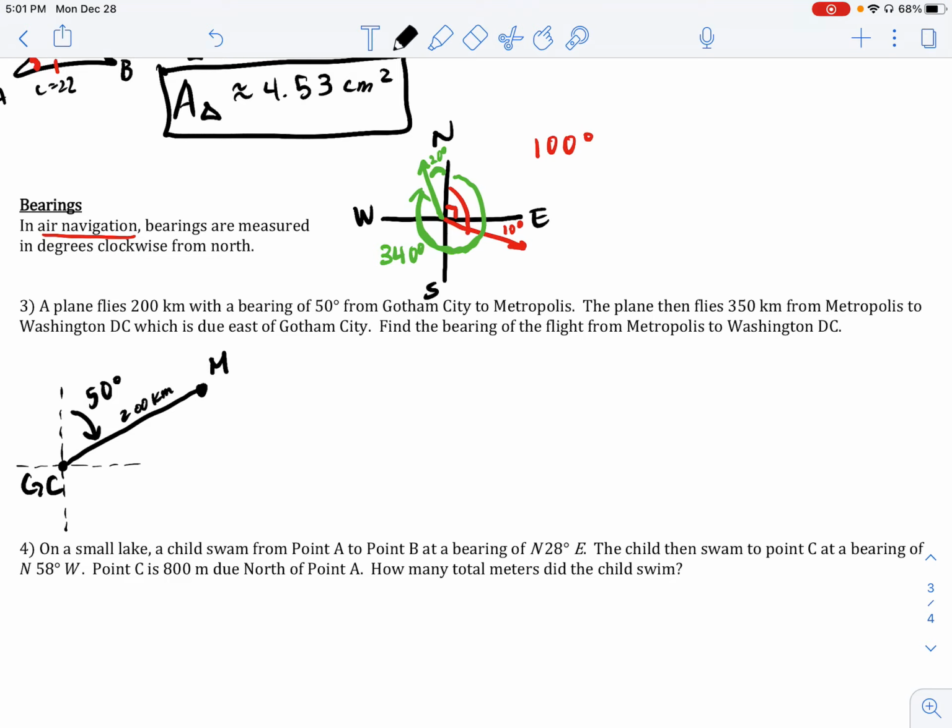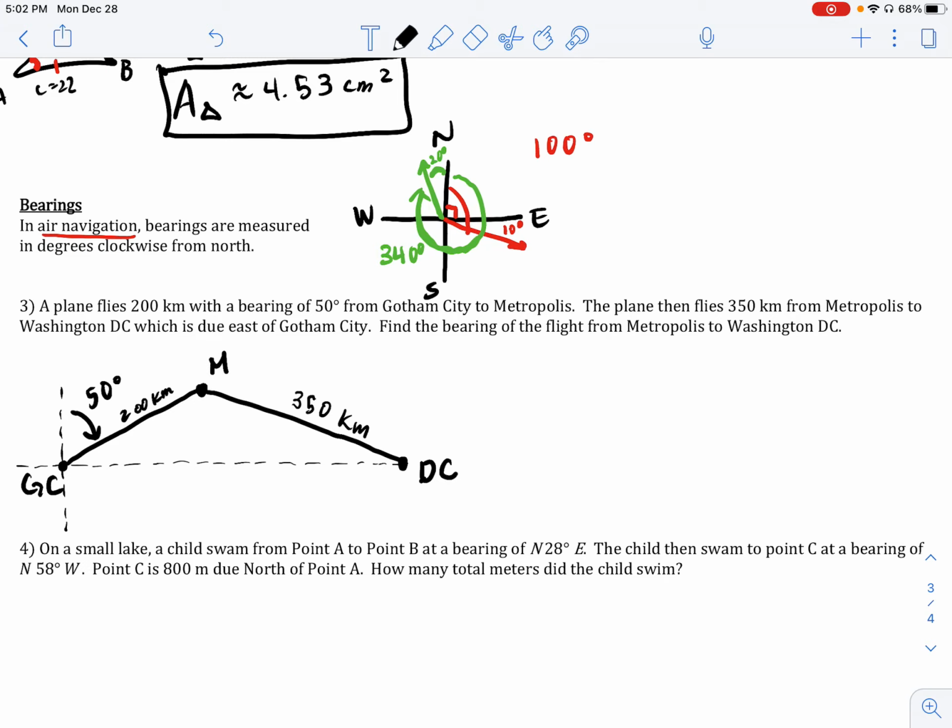Now let's read the next part. The plane then flies 350 kilometers from Metropolis to Washington, D.C., which is due east of Gotham City, which is another way of saying it's directly east of Gotham City. So Washington, D.C. is somewhere around here. I'm going to label this as DC. So the plane flew this distance of 350 kilometers from Metropolis to Washington, D.C.